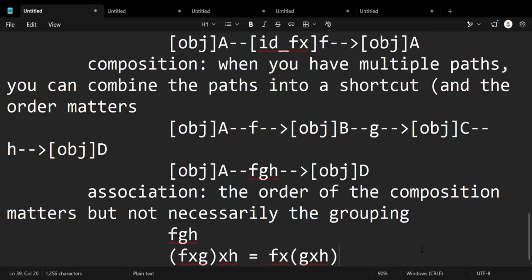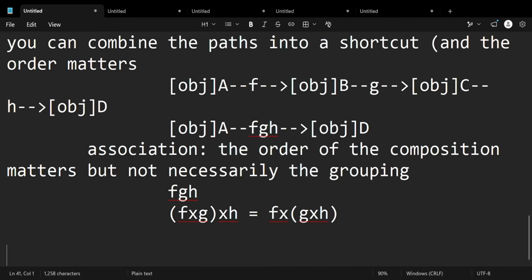These are functionally the same. So, in other words, I can do F and G in one step and then do H, or I can do F and then do G and H in one step. I hope that makes sense. So, those are the three axioms.